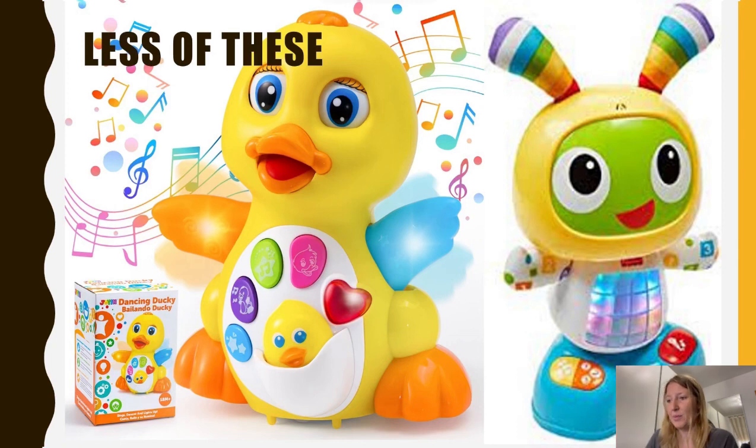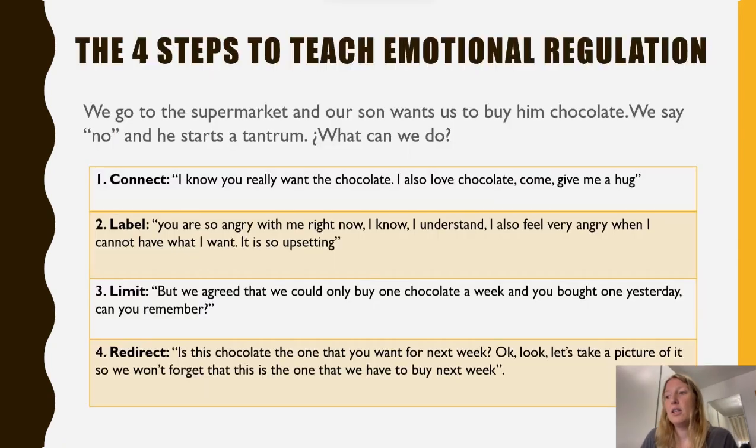This is going to help them grow a lot of different abilities, and it's going to grow this brain that we were talking about. I'm going to give you 4 steps to teach emotional regulation in a child. This is basically what I did: I took all the books that I read and reduced them to 4 steps. Let's take them wisely and let's use them.